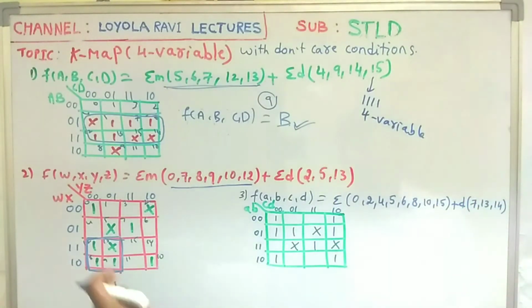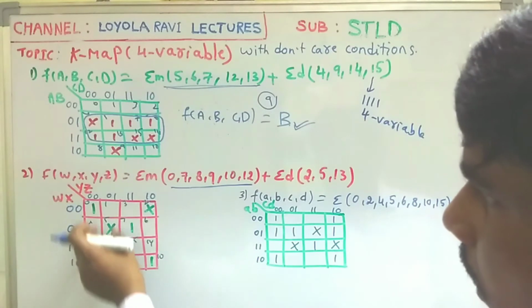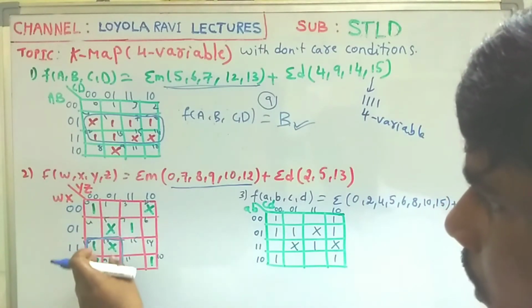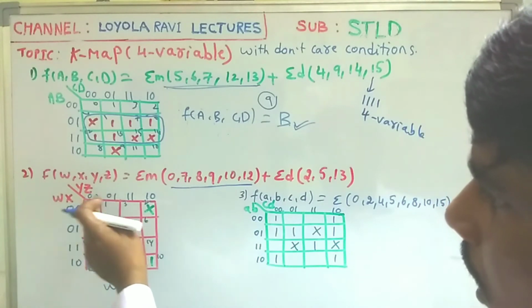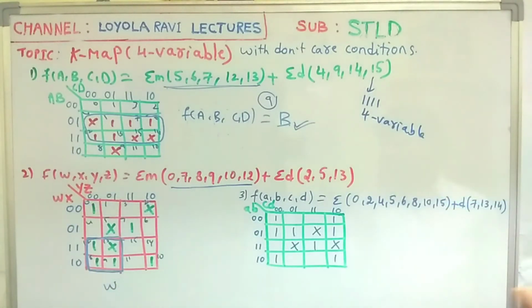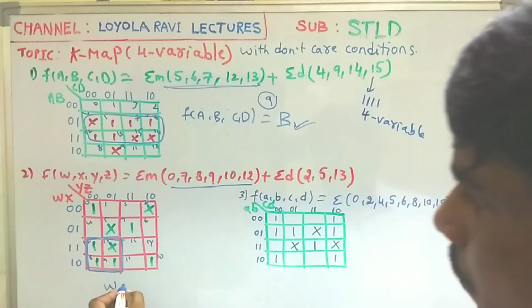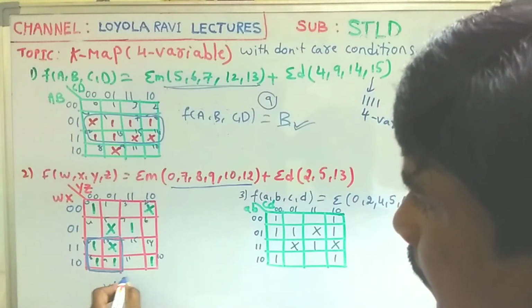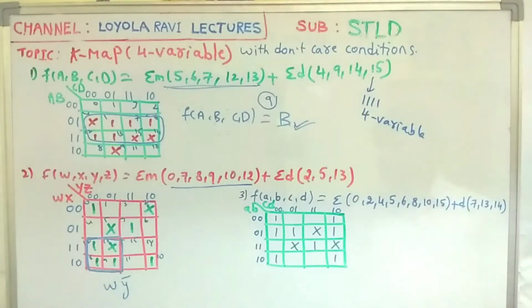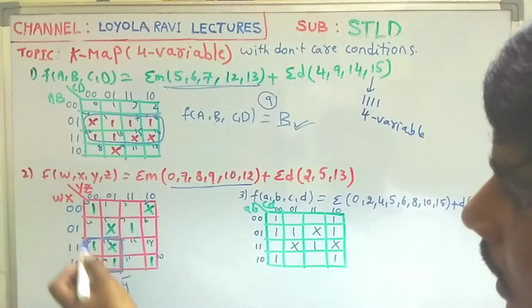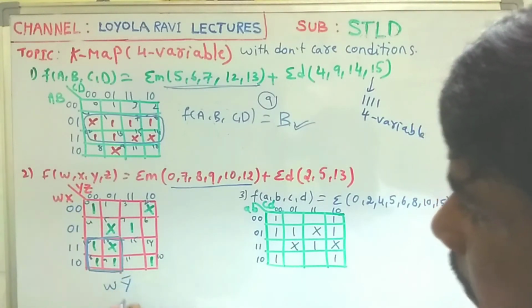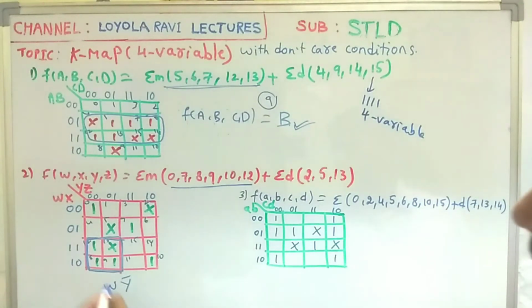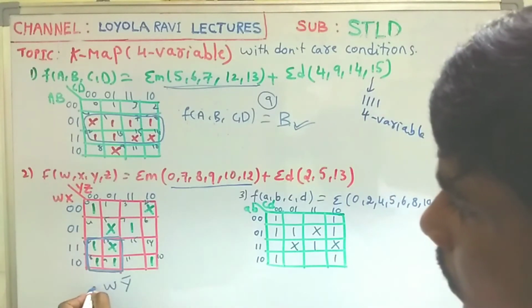In the same manner, check in the vertical manner. This is a quad. Horizontally and vertically we have to check. Horizontally W, vertically 0, 0, 0, 1. Common is 0, which is nothing but the y variable, that is y bar. So for this quad, it is W y bar.